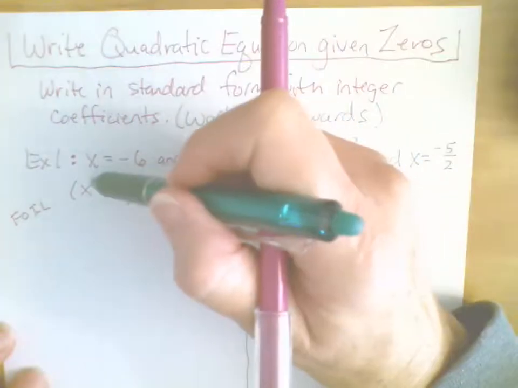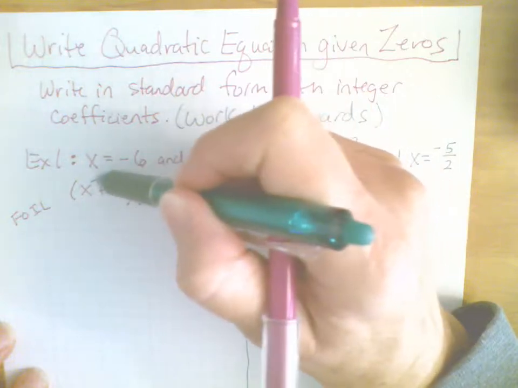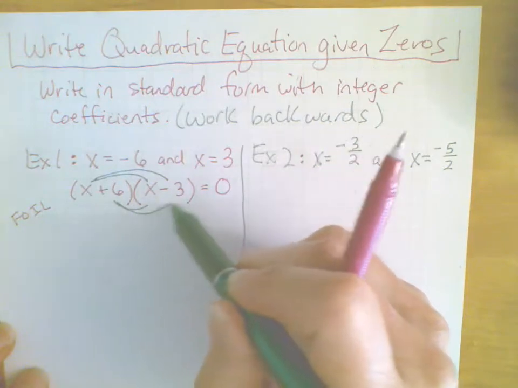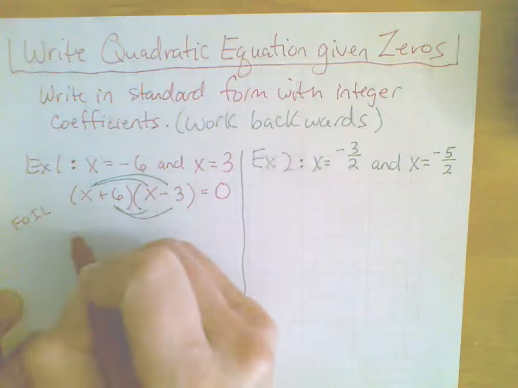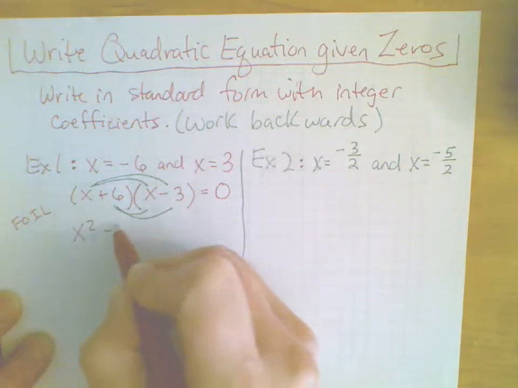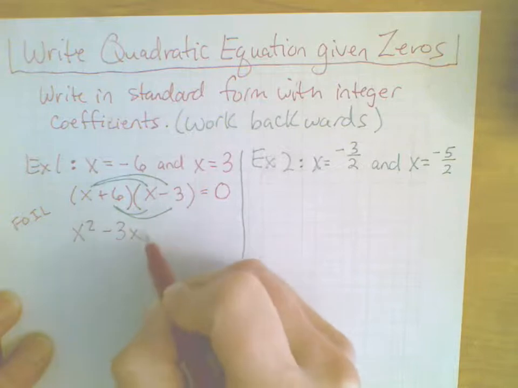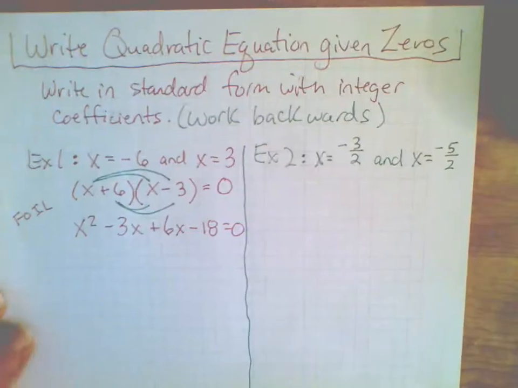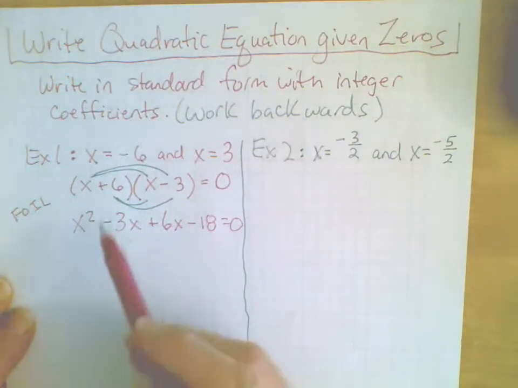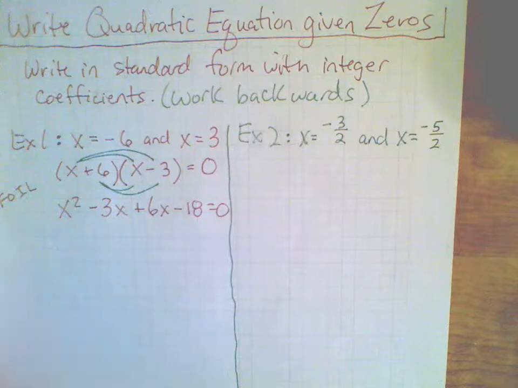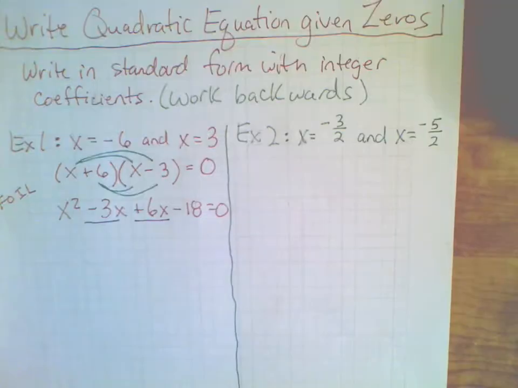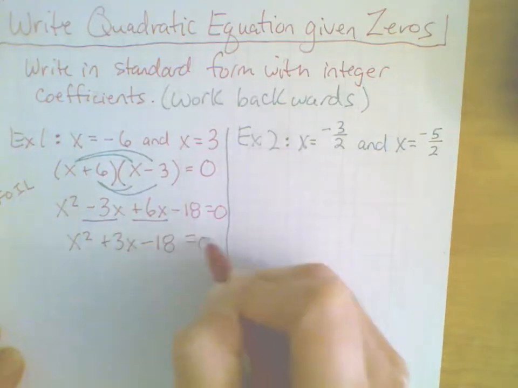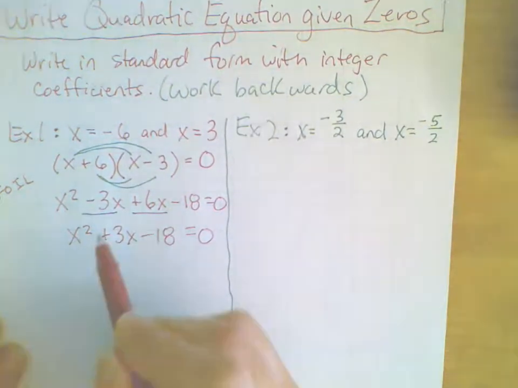this is where you distribute x times x, and then x times -3, and then 6 times x, and 6 times -3. So x times x is x squared, and then minus 3x. Then I go 6x minus 18. Now I just have to simplify it a little bit. So I've got some like terms right here. So you want to combine those. And there's my quadratic equation. That is my answer.